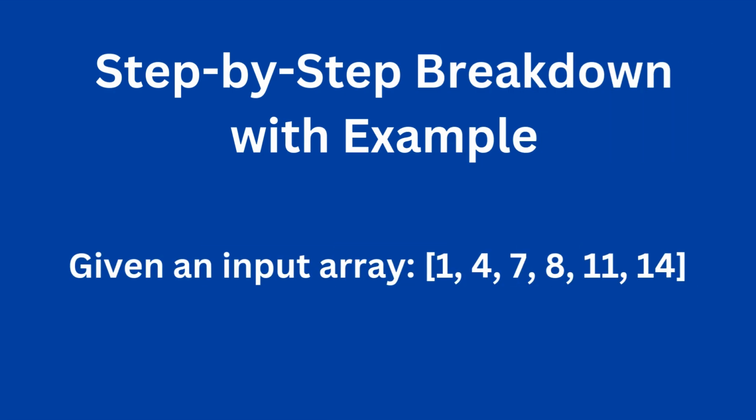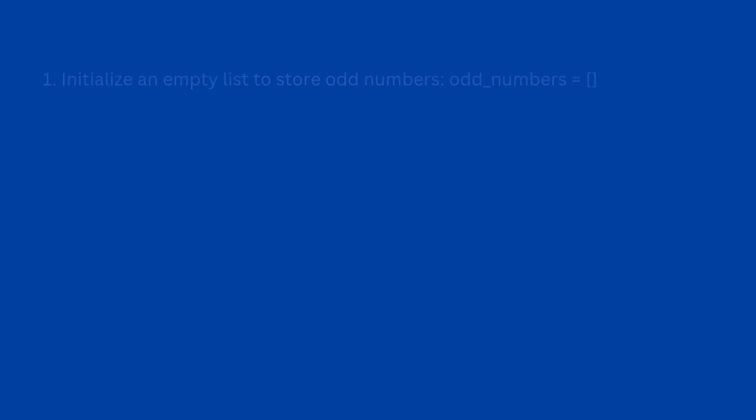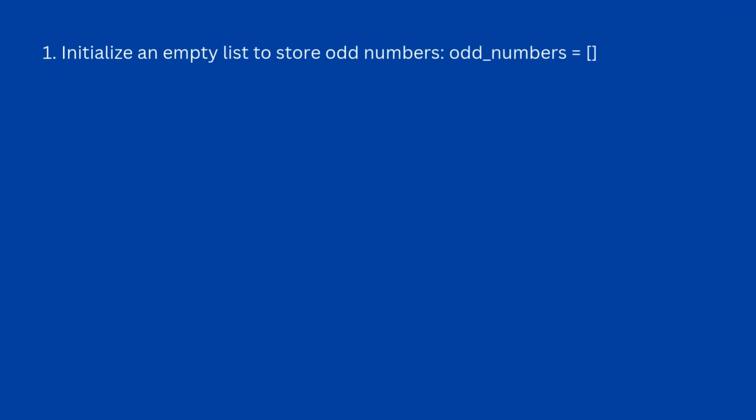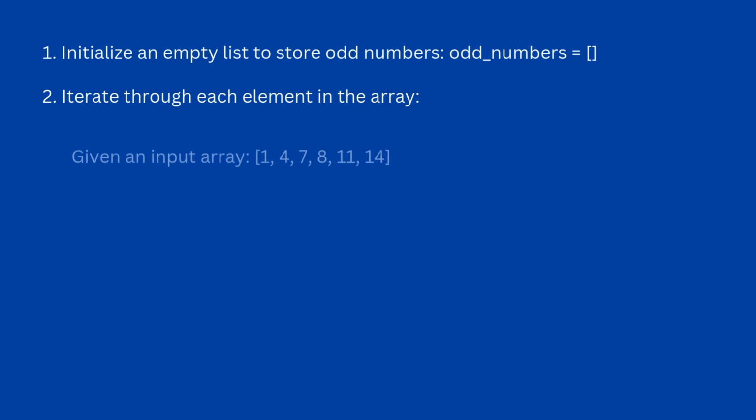So here's the step-by-step breakdown with an example. Given an input array 1, 4, 7, 8, 11, and 14. So first, initialize an empty list to store odd numbers. Second, iterate through each element in the array.